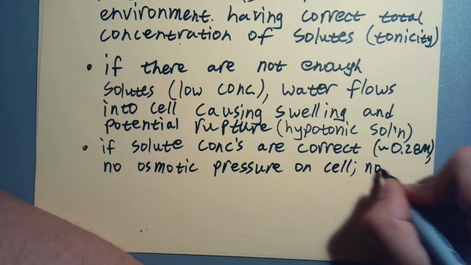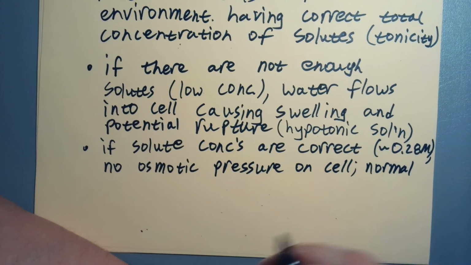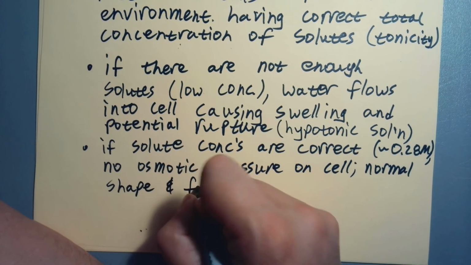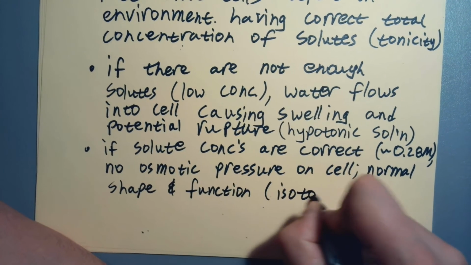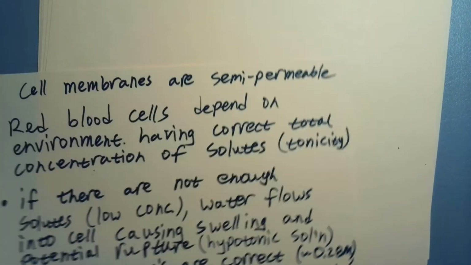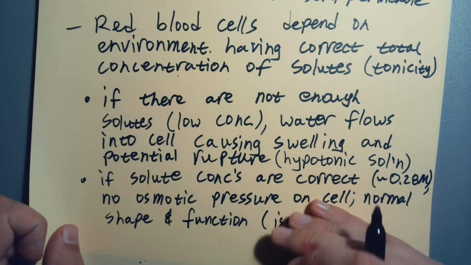So we get normal shape, and it's a lot like proteins. Shape and function go hand in hand here. So normal shape and function. And we call this isotonic. Alright, and then the last one. You can probably guess what it's going to be, by the way. Too low, just right. And then what do you think is going to happen in this next situation as well?